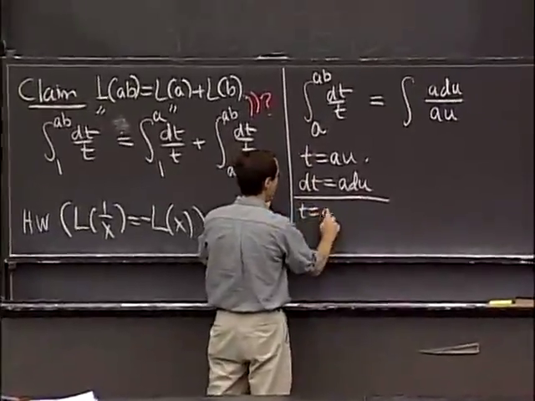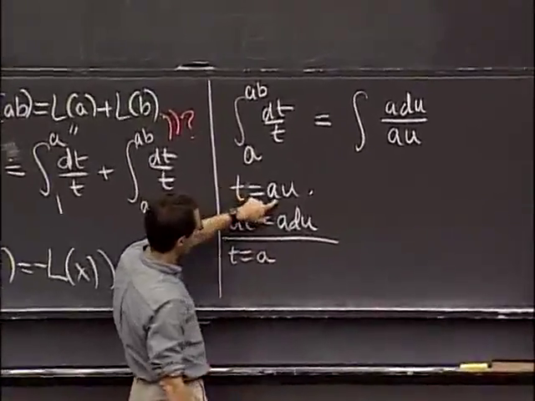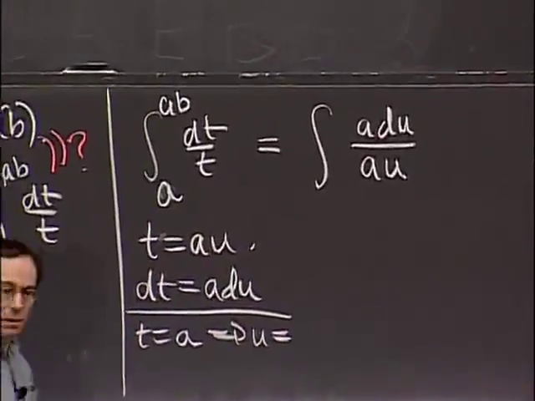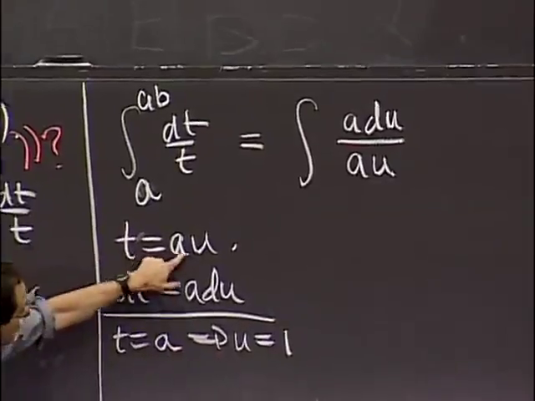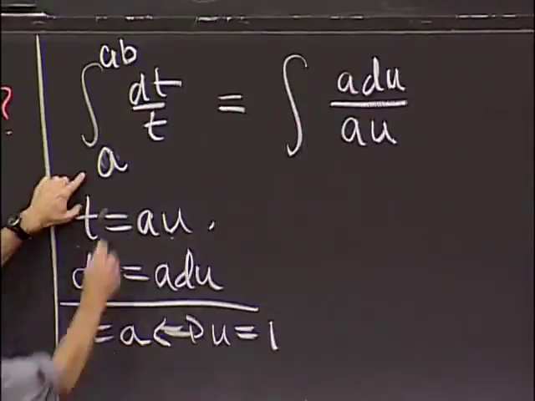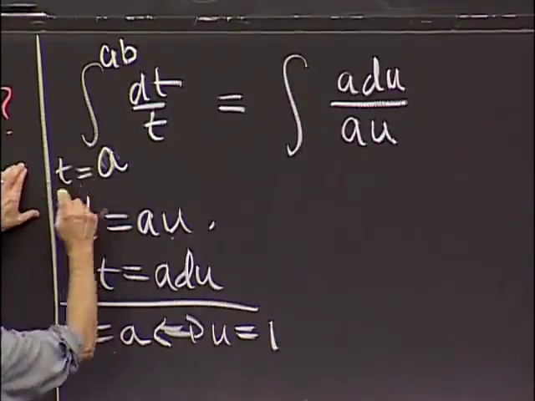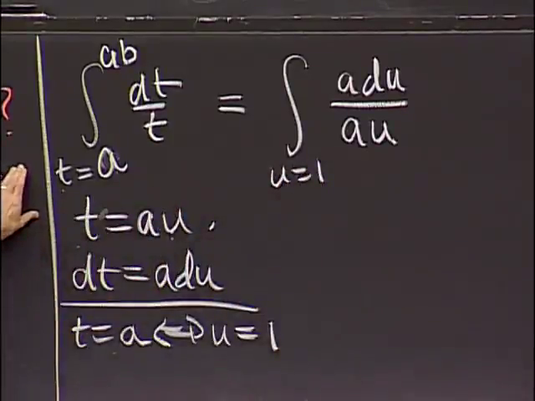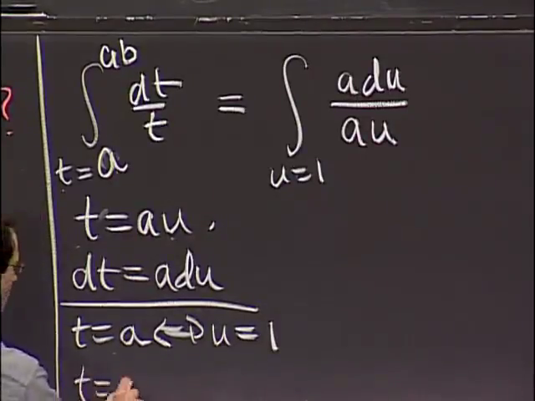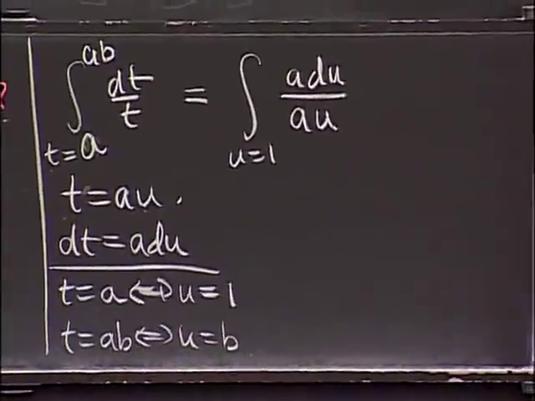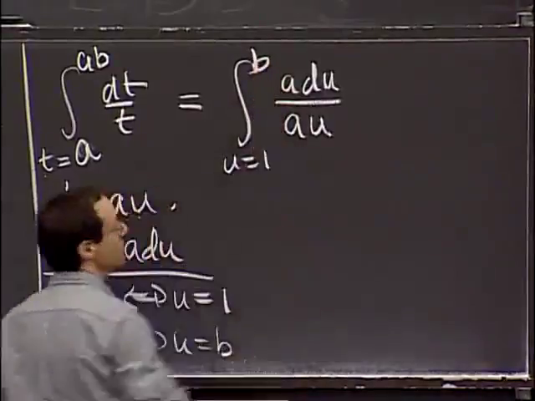When t is equal to a, that's the lower limit. Let's just take a look. t is equal to a times u. So that means that u is equal to what? It's 1, because a times 1 is a. All right, so t equals a if and only if u equals 1. So this lower limit, which really in disguise was where t is equal to a, becomes where u is equal to 1. And similarly, when t is equal to ab, u is equal to b. So the upper limit here is b.